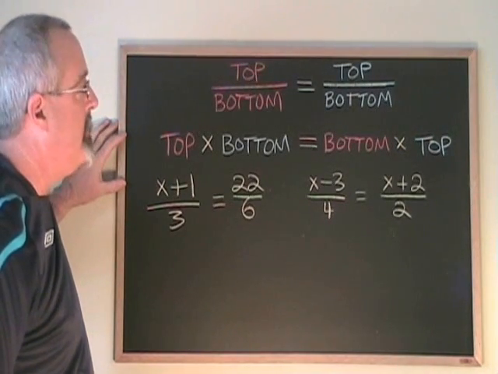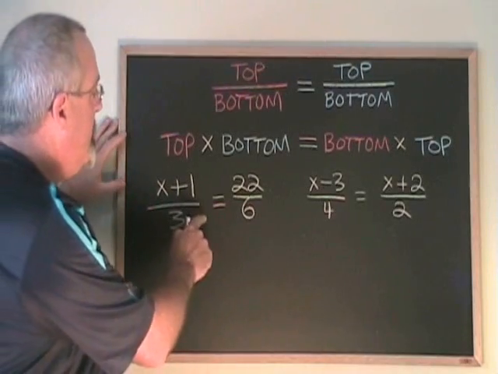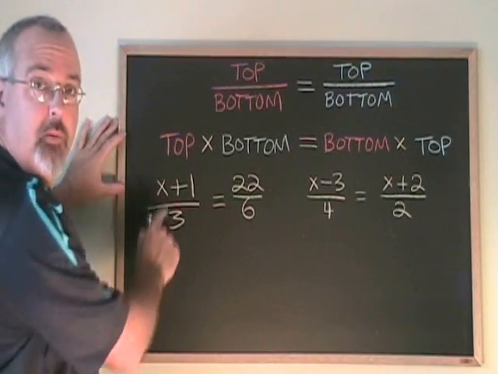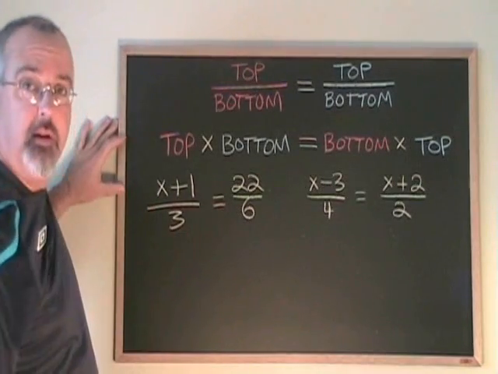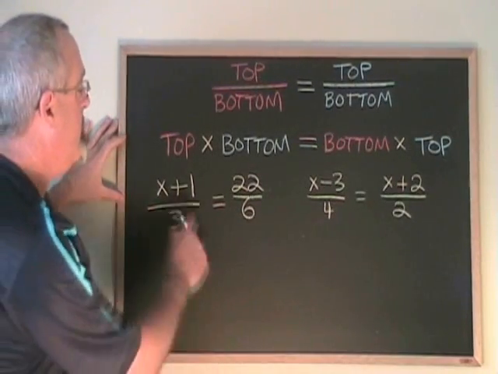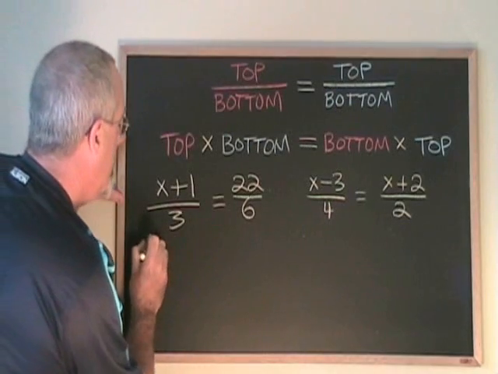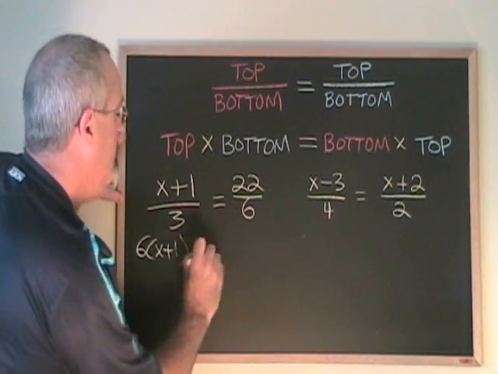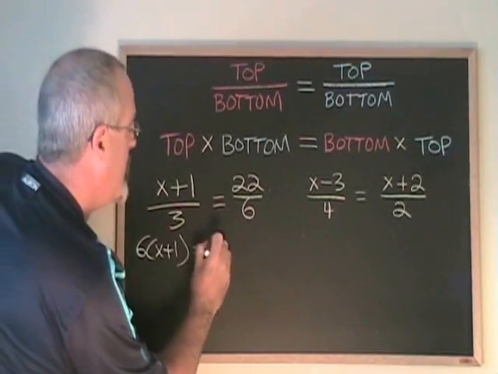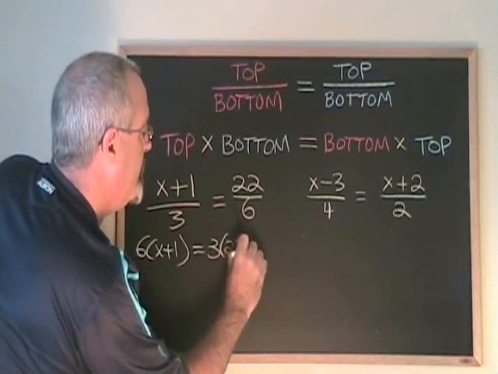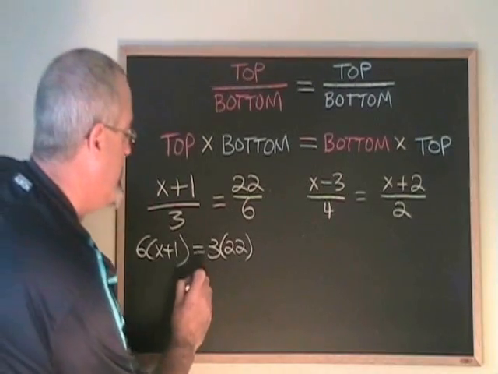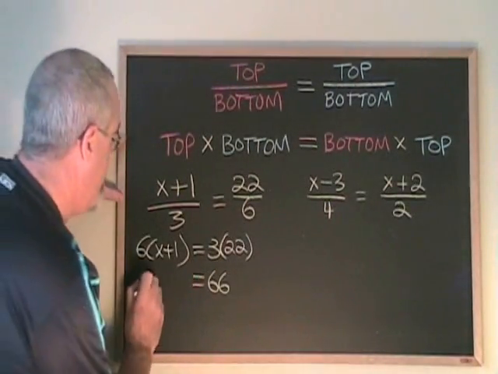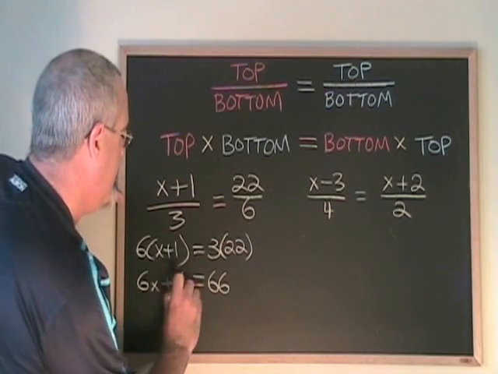Now let's look at some other examples. In this proportion, we actually have an algebraic expression in one of the positions, and we can still solve this. Top times bottom means x plus 1 times 6. I'll write it as 6 times the bracket x plus 1 equals, bottom times top is 3 times 22. 3 times 22 is 66. And 6 times the bracket x plus 1 is 6x plus 6.